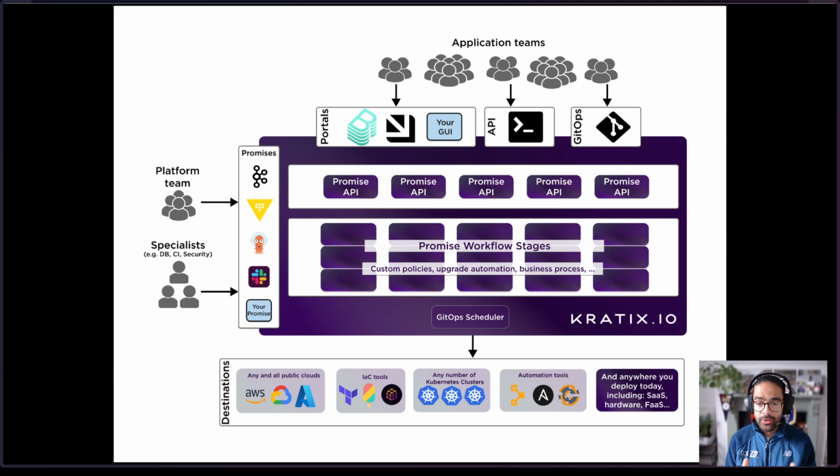Once those documents are produced, we go to the next stage, which is the GitOps scheduler. You can see here in the bottom, we have a scheduler.